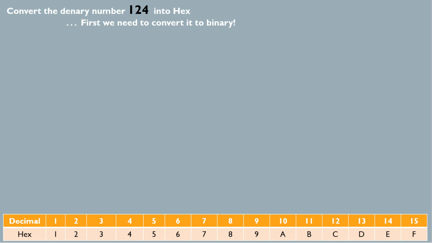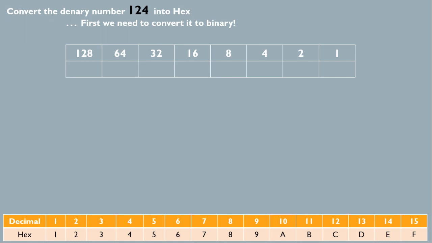So let's convert the denary number 124 into hex. Well, remember, we've got to convert it into binary first. So to do that, let's put our table on the board. Right, so if I want to convert 124 into binary, I look at the first table, it says 128. Now I've got to work out, will 128 go into my number 124? No, it won't, it's too big. So I put a 0 there.